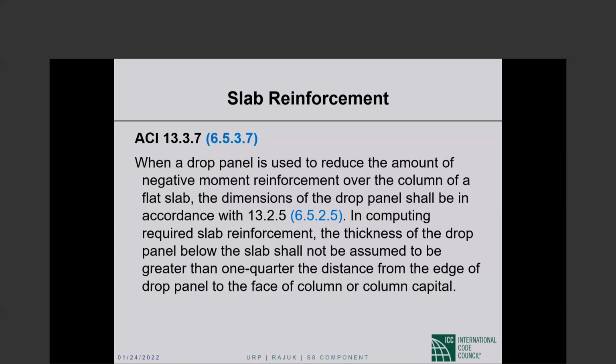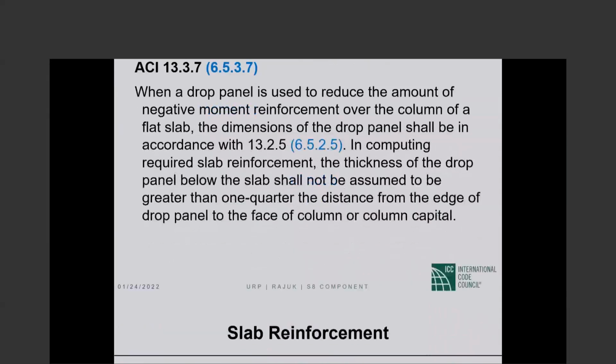It is not exactly what I said. It is not saying disregard anything that is more than 1/4 the thickness of the slab. So let us read: the thickness of the drop panel below the slab shall not be assumed to be greater than 1/4 the distance from the edge of drop panel to the face of column or column capital. Okay, so you will not take it any more than that. That's what it is saying. Anyway, you will understand it if you read it closely.